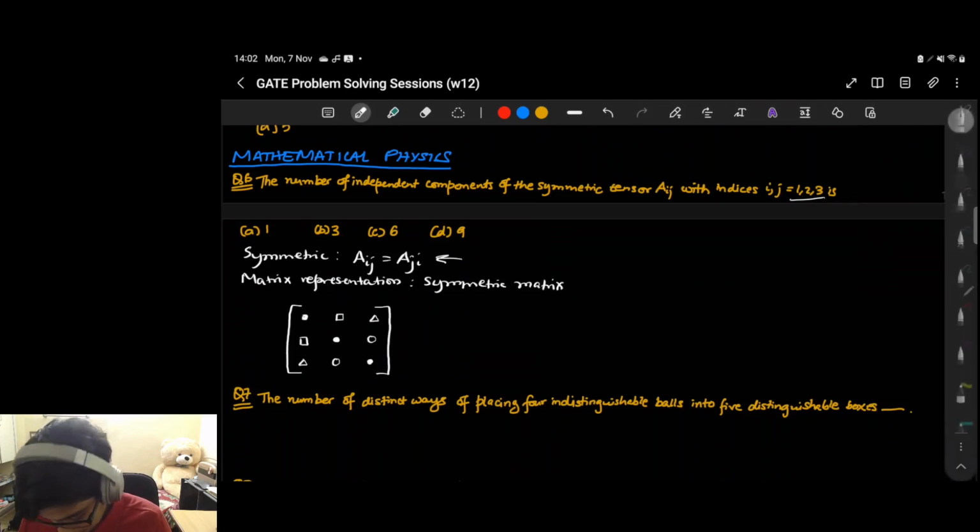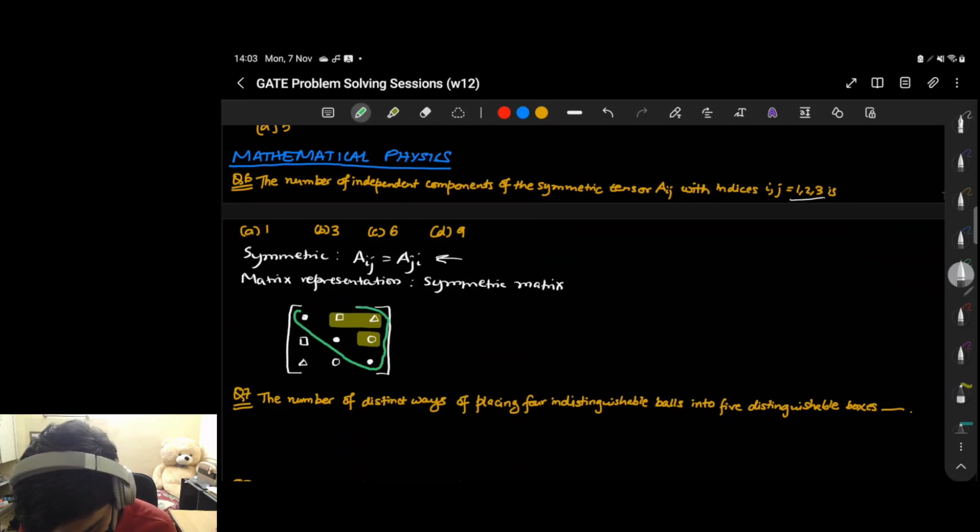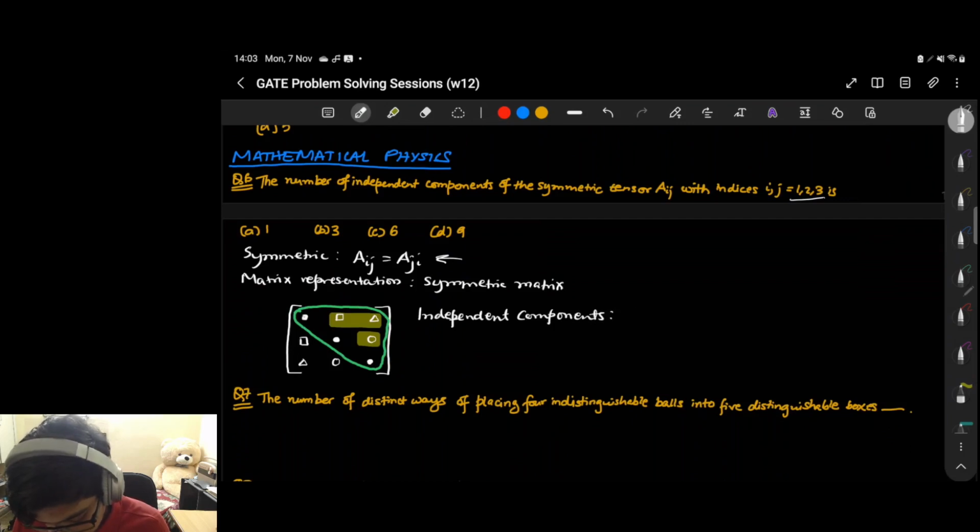So you can see that these terms are reflective, the upper triangular portion is reflected in the lower triangular portion, and so you have this number of unique or independent components. So independent components are given for, let's say if this index went up to n, then that would be n squared plus n over 2.